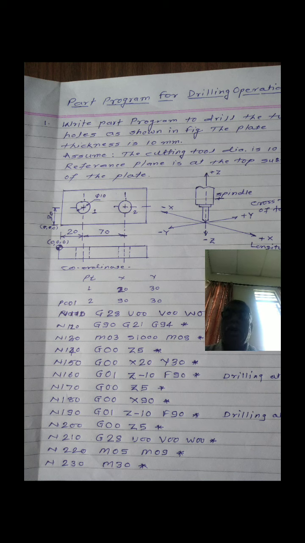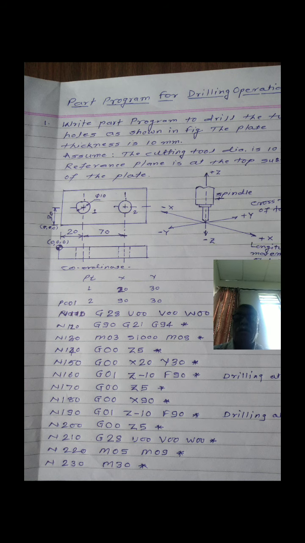Then the first part: you have to write the program number, that is P001, that is program number 1. Then you have to write the first block as usual, that is block number N110, that is the sequence number, G28 U0 V0 W0. G28 means automatic return to machine home position as usual.